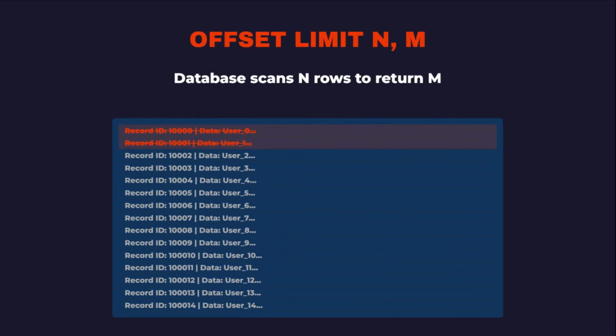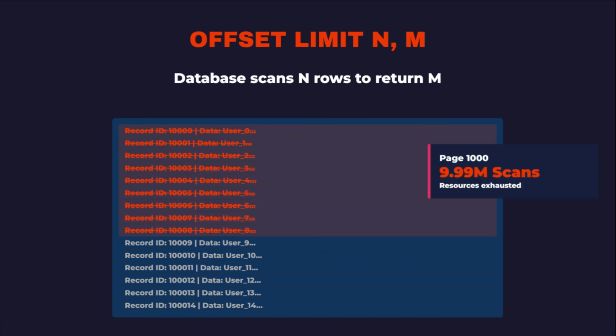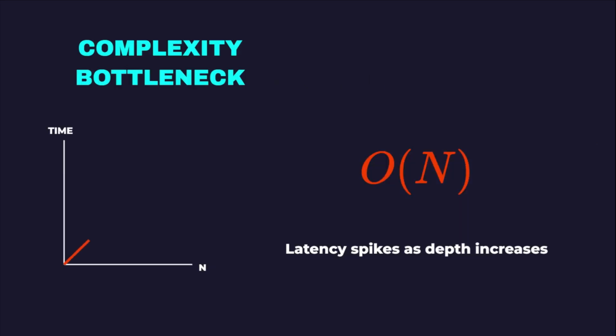Large tables make offset and limit M unusable. The database must scan N rows before returning the M requested rows. Consider a 10 million row table. Fetching page 1000 means the engine scans 9.99 million rows just to discard them. This is O of N complexity relative to the offset value.